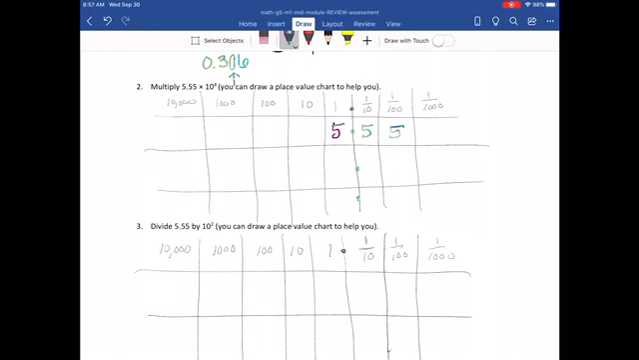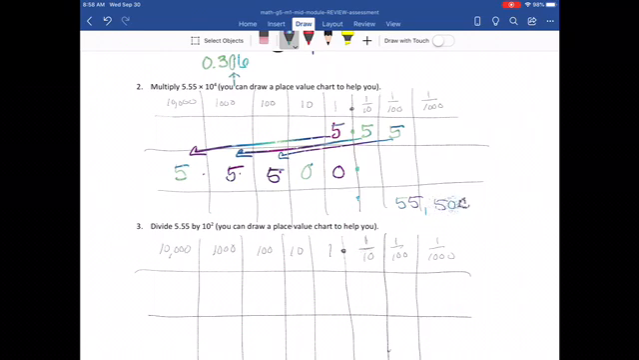Multiply by 10 to the 4th. Multiplying, I go to the left. 10 to the 4th says I do it 4 times. So 1, 2, 3, 4. And I have to move all of these 4 times. And then I have 0 tens and 0 ones. So my answer to number 2 should be 55,500.